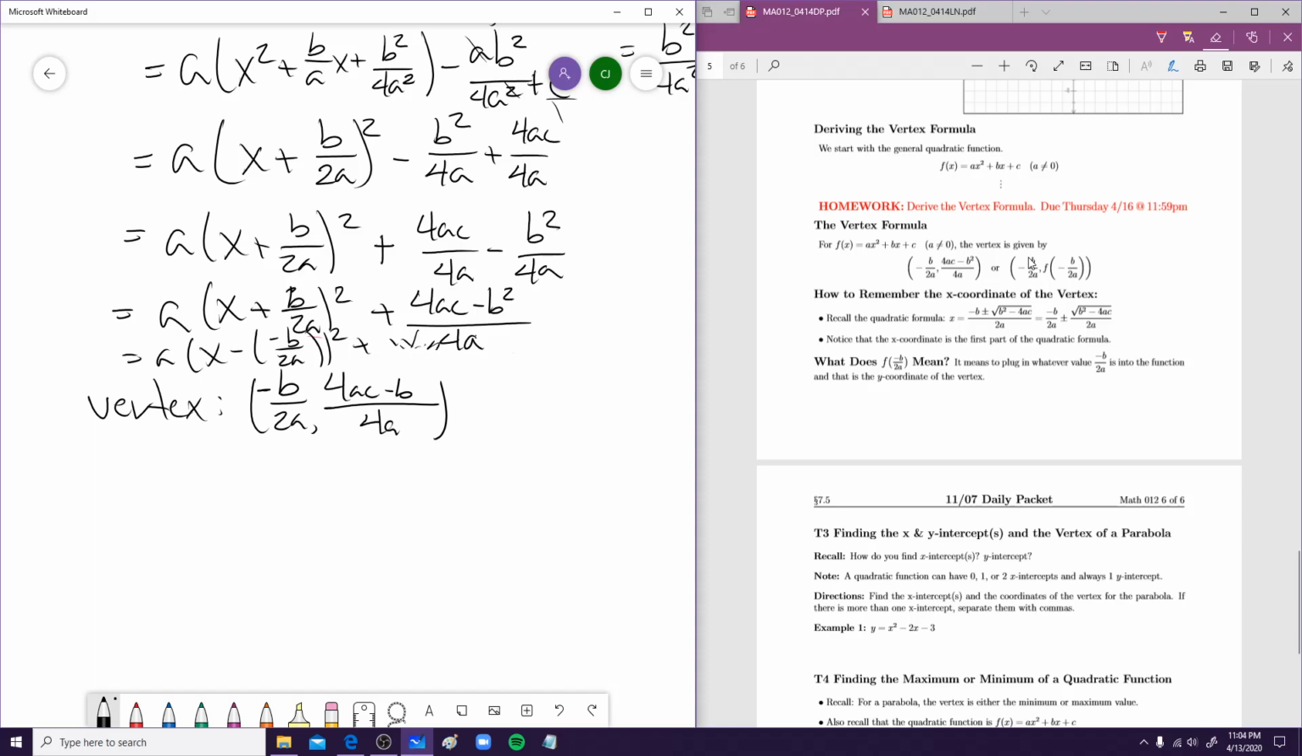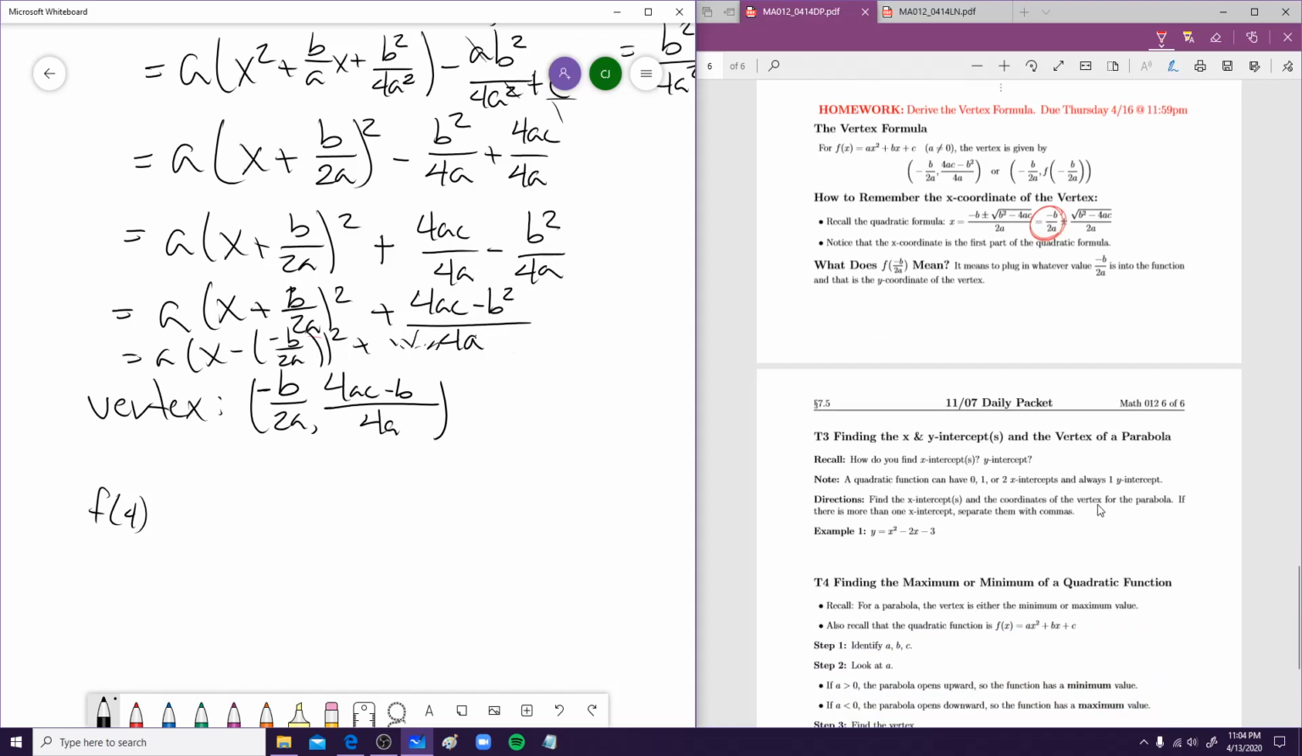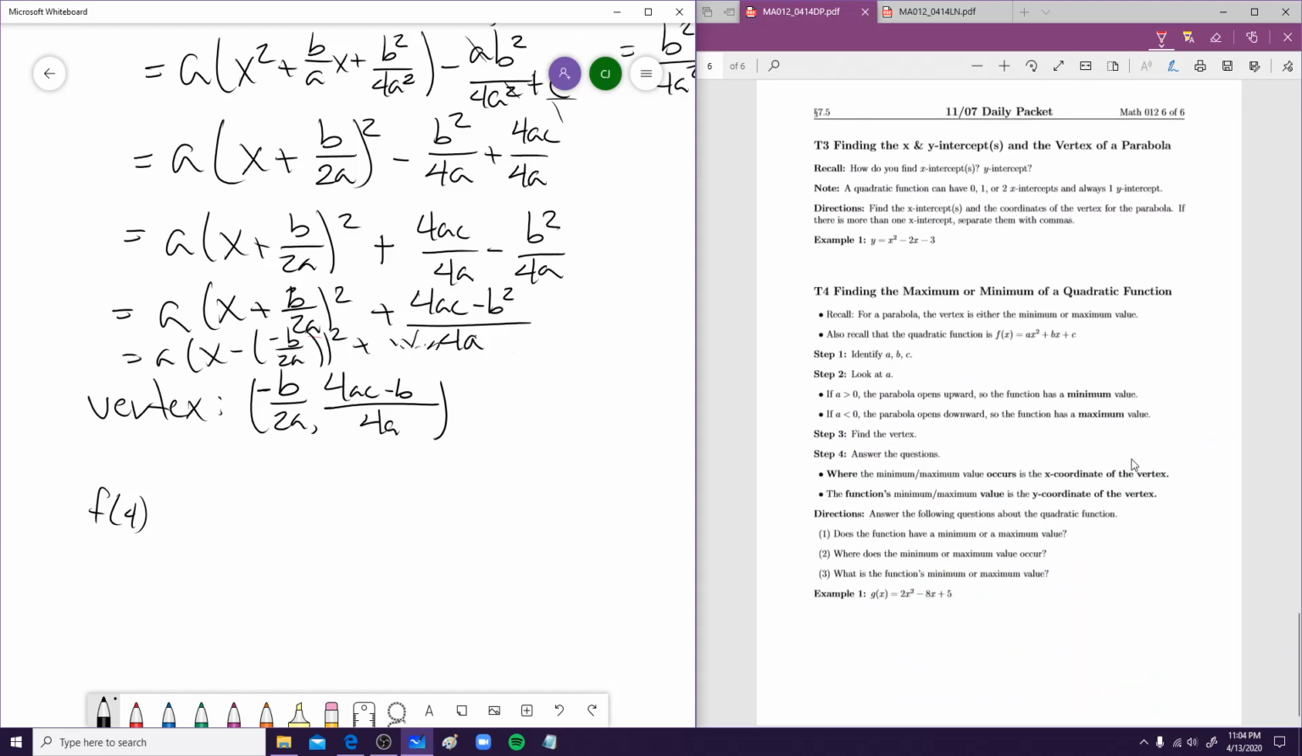But if we recall the quadratic formula, the x-coordinate is the first part of our quadratic formula. So it's this part right here. That is our x component of the vertex. And then what does f of negative b over 2a mean? F of that is like saying f of 4. Whatever value negative b over 2a is, you plug it into your function and it spits out the y-coordinate of our vertex. So that finishes up our notes, and then I'll talk about topics 3 and 4 after this.